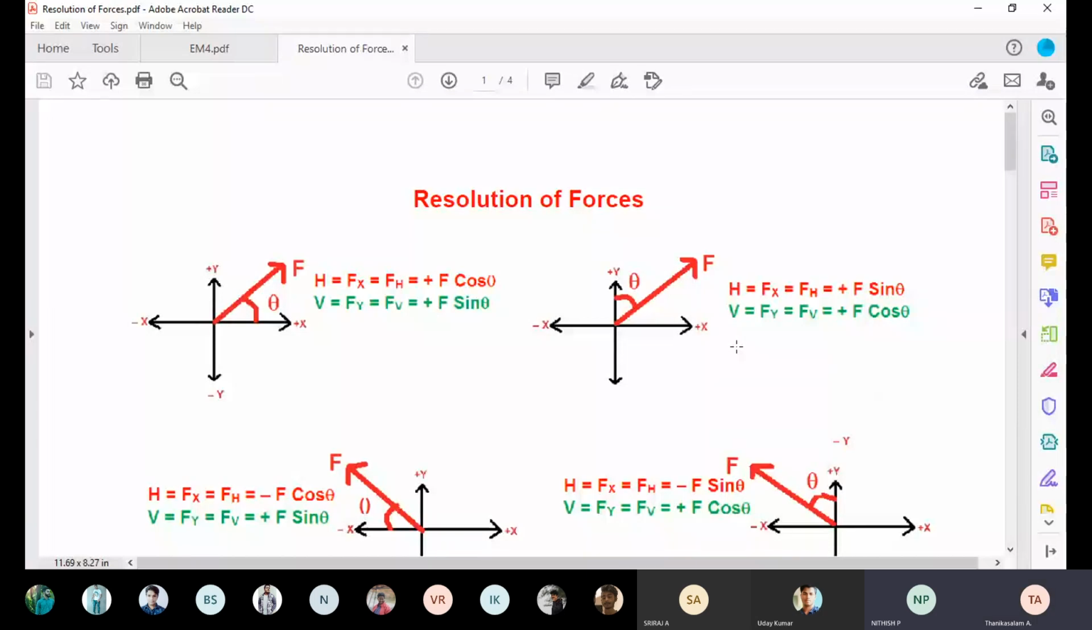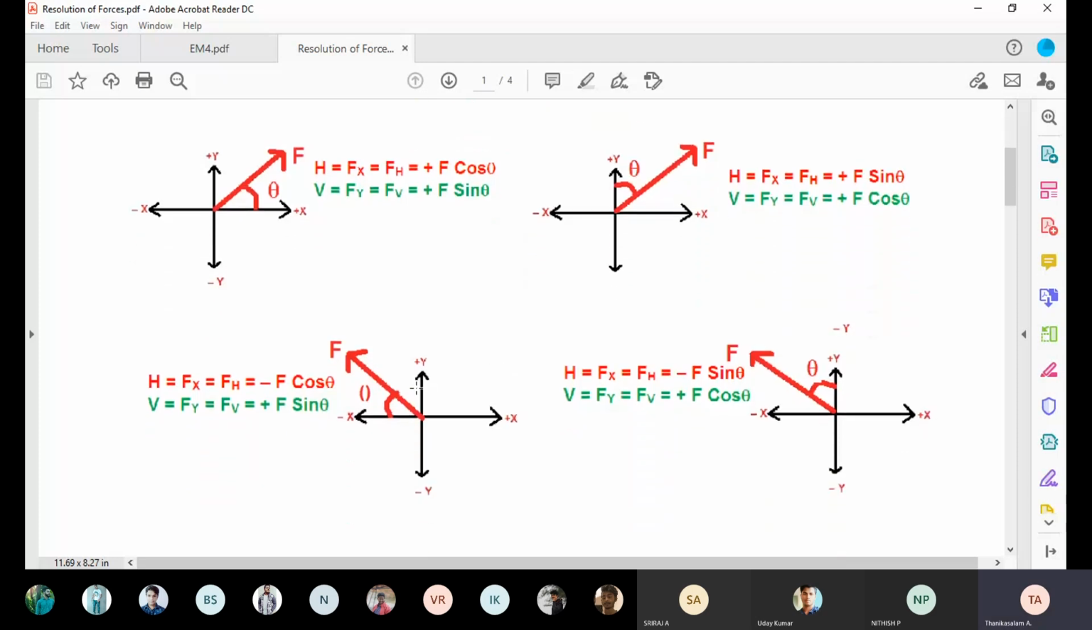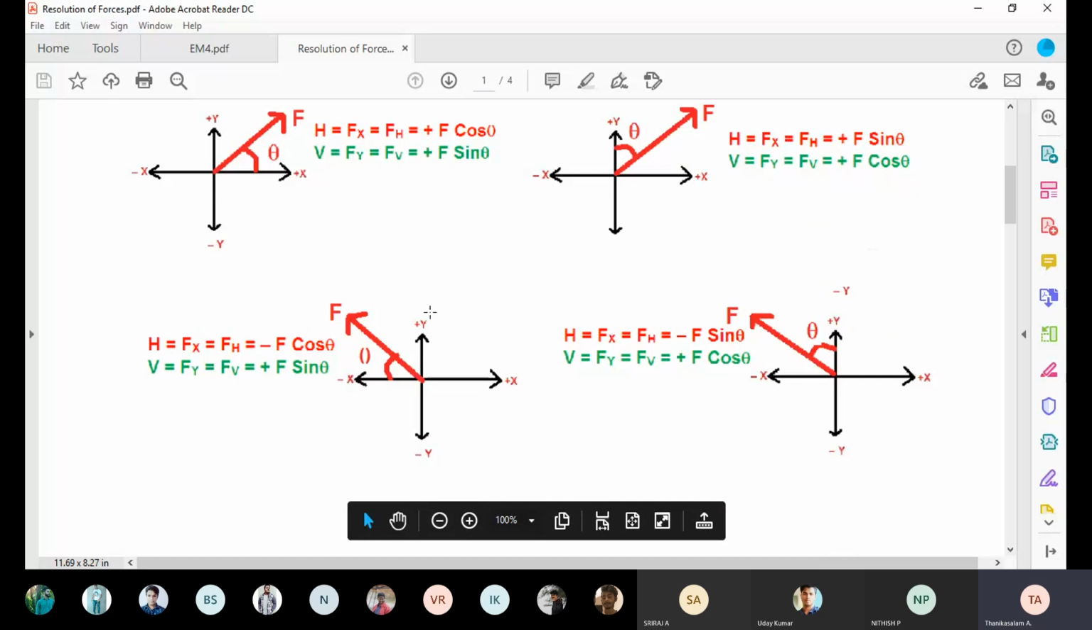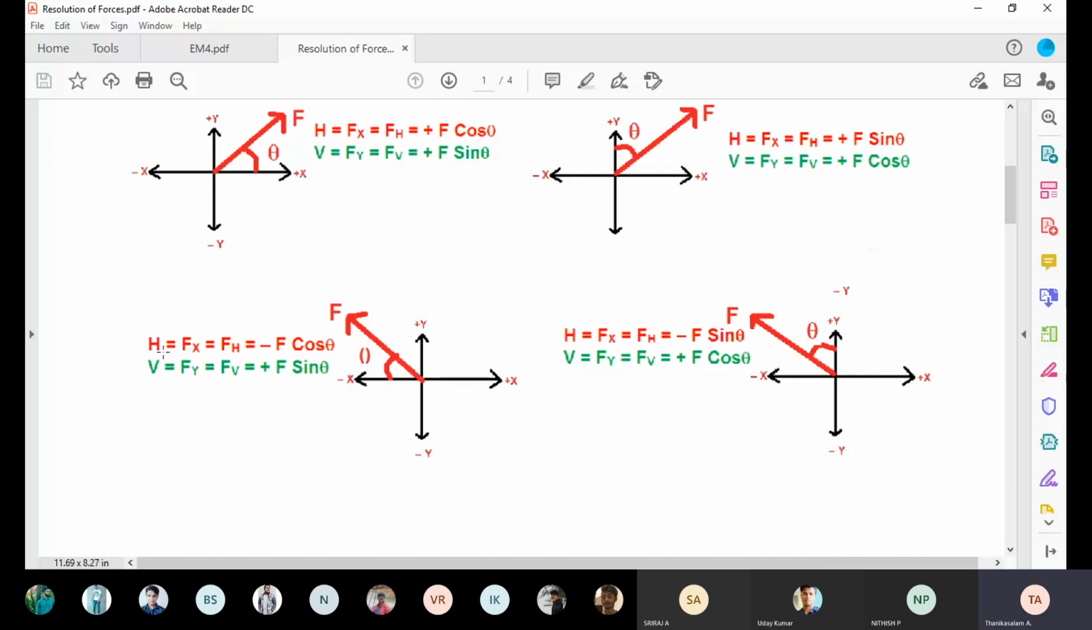Okay, super, excellent. So you first identify in which quadrant the force is lying, whether first quadrant or second quadrant. Here, first quadrant means x plus, y plus. Be careful, I have written the plus symbol for both. Okay, now come to the second. The same explanation is written here. Second quadrant, x minus, y plus. So theta is with the x-axis. Therefore, see here, H is minus F cos theta, second quadrant, minus x.